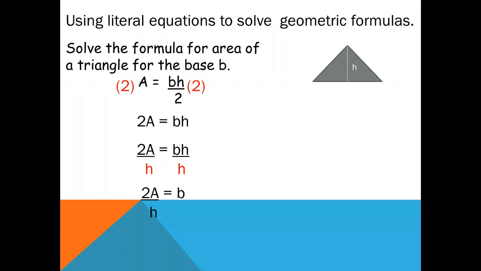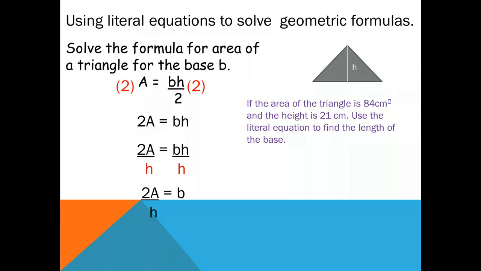And now I want you to use that formula you've just created to answer this question about our triangle. It says if the area of the triangle is 84 centimeters squared and the height is 21 centimeters, use the literal equation to find the length of the base. So now, looking back at our 2a over h equals b, they've given us a, and they've given us h, and now what we need to do is to find b.